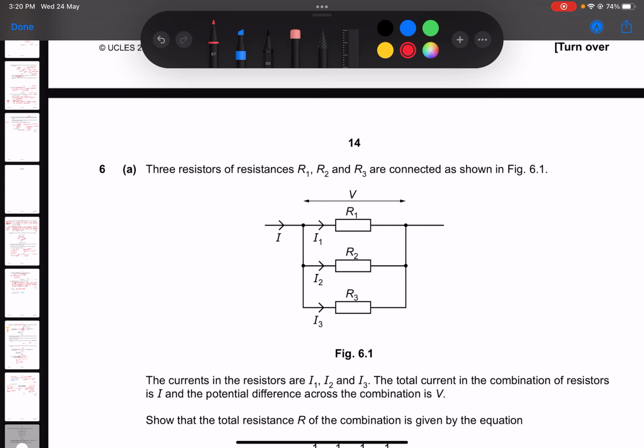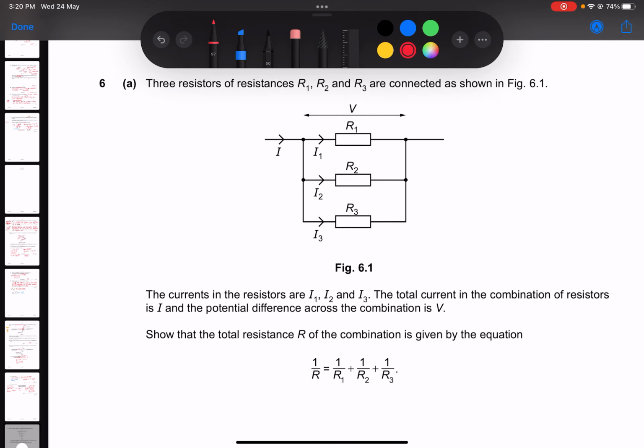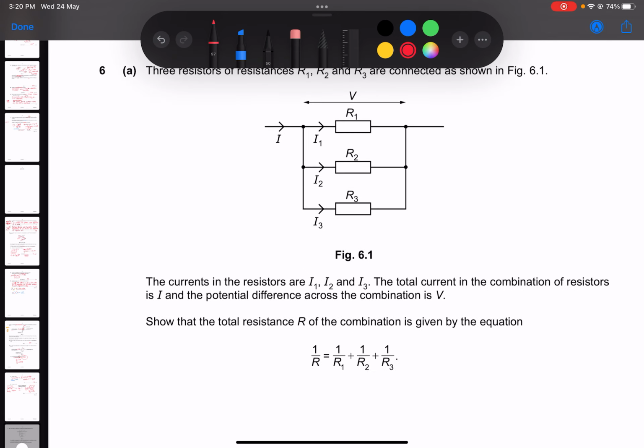Question number 6. Three resistors of resistance R1, R2, R3 are connected as shown in the figure. The currents in the resistors are I1, I2, and I3. The total current in the combination of the resistors is I, or I total, let's call it. And the potential difference across the combination is V. Show that the total resistance R of the combination is given by the equation.